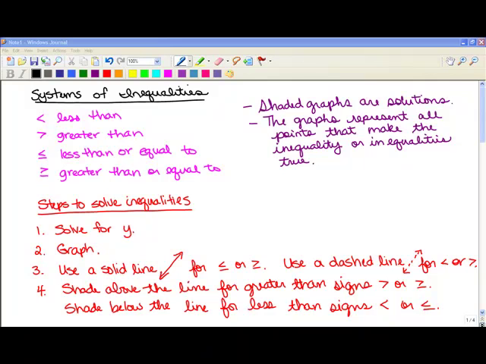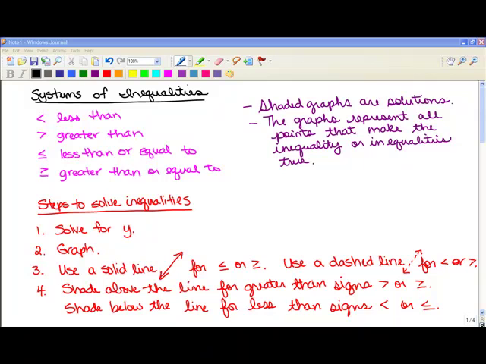The 4 steps to solve inequalities are given below. Step 1 is to solve for y. If you divide or multiply by -1, remember that the sign must be changed. Step 2 is to graph the inequality.